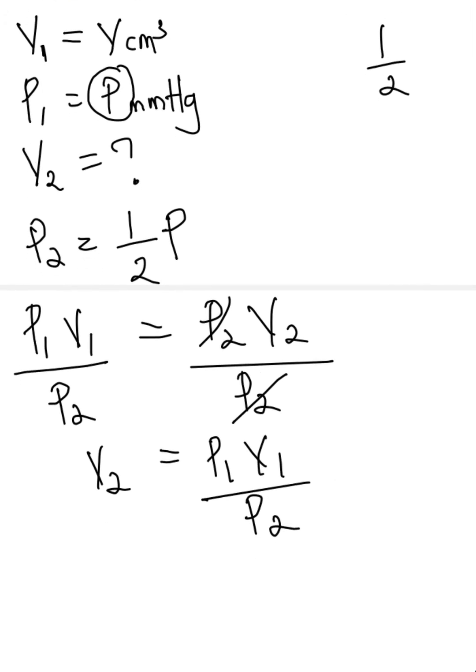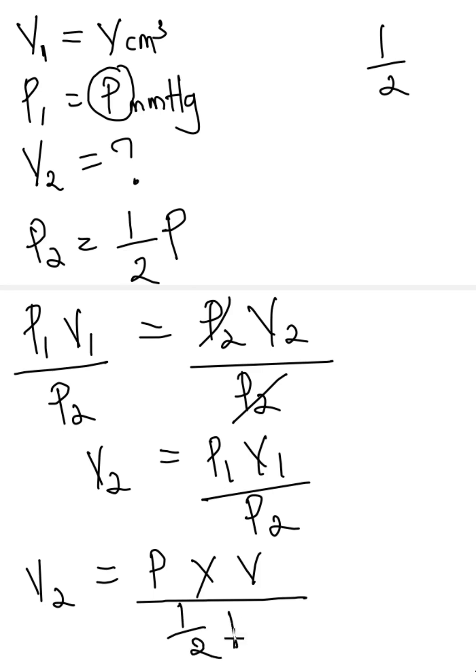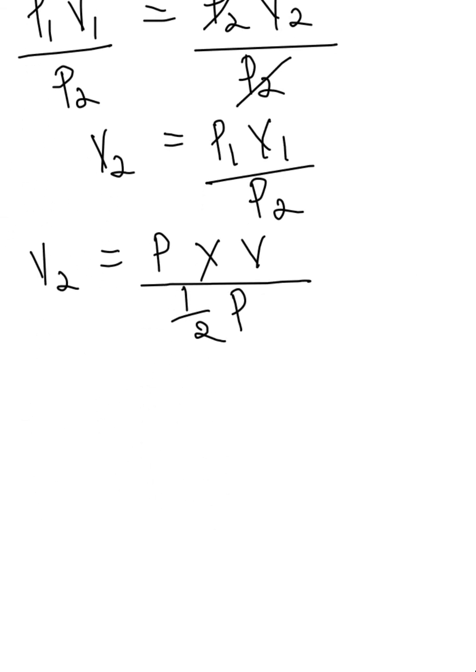Now we'll substitute the values into this equation. Our P1 here is P, so we put P times V1, which is V, over P2. Our P2 here is half P, so we write 1 over 2P. Now we will do small mathematics. Like terms cancel each other. This P and this P cancel.